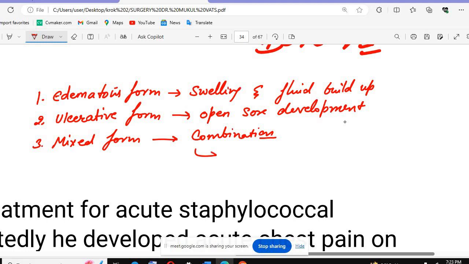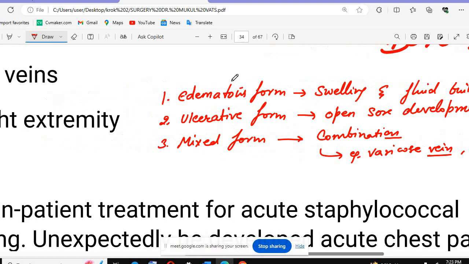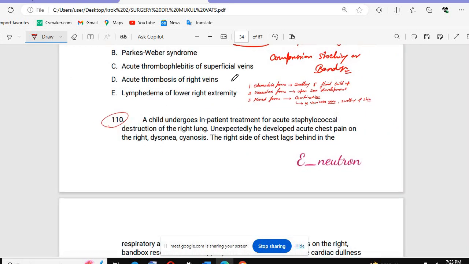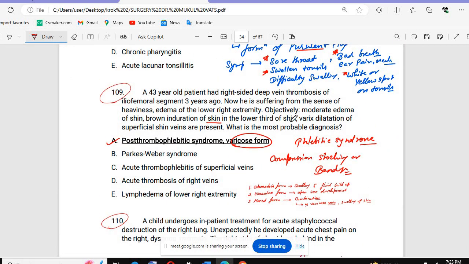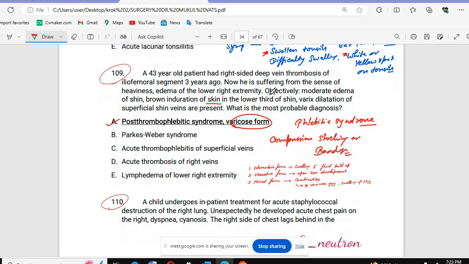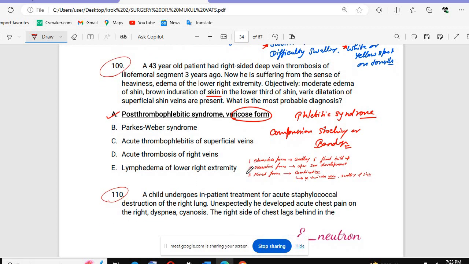And it includes the mixed variety, like the varicose veins. For example, with a varicose vein there will be swelling of the skin as well, or ulcerative things will be there. So we call this the mixed form. So we have three forms: edematous, ulcerative, or the mixed forms. Here we have the deep vein thrombosis. Which kind will they have? That is the varicose form.